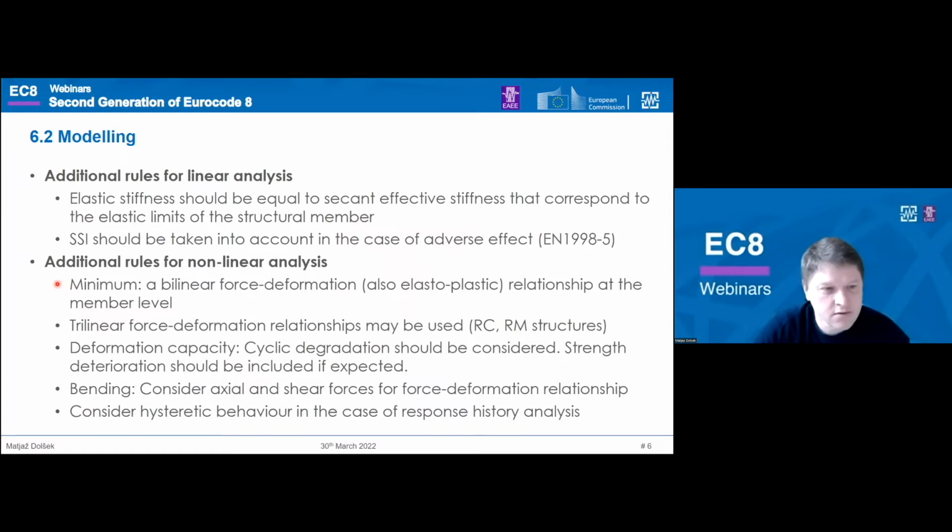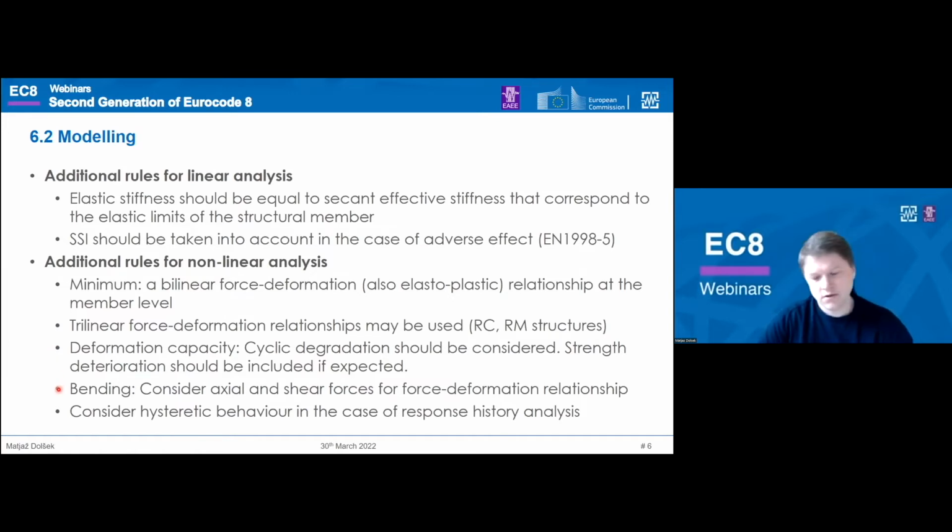Trilinear force deformation relationship may be used for reinforced concrete structures and reinforced masonry structures. And this third bullet may be important because there are rules for defining deformation capacity in the code, and it's prescribed already here in this general part that cyclic degradation should be considered, because we are using, let's say, pushover analysis, so we are not simulating the effects of cyclic degradation, and this should be considered in the definition of deformation capacity.